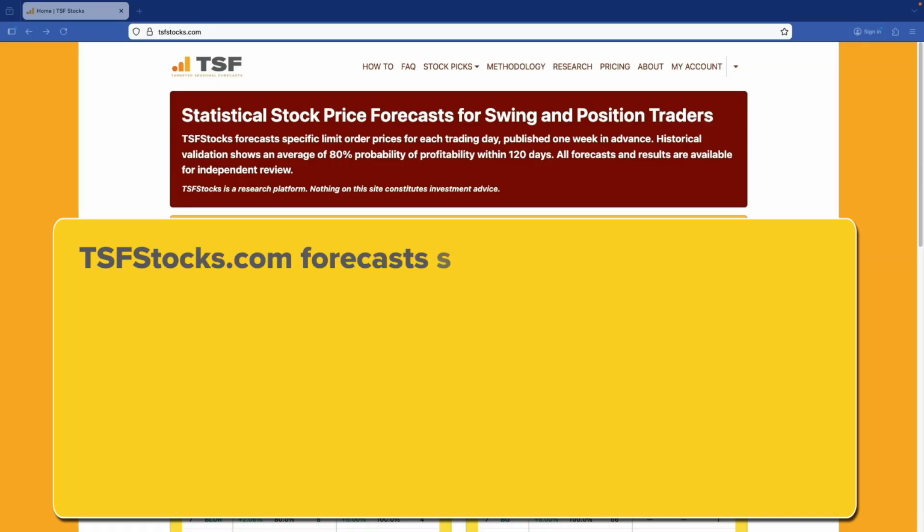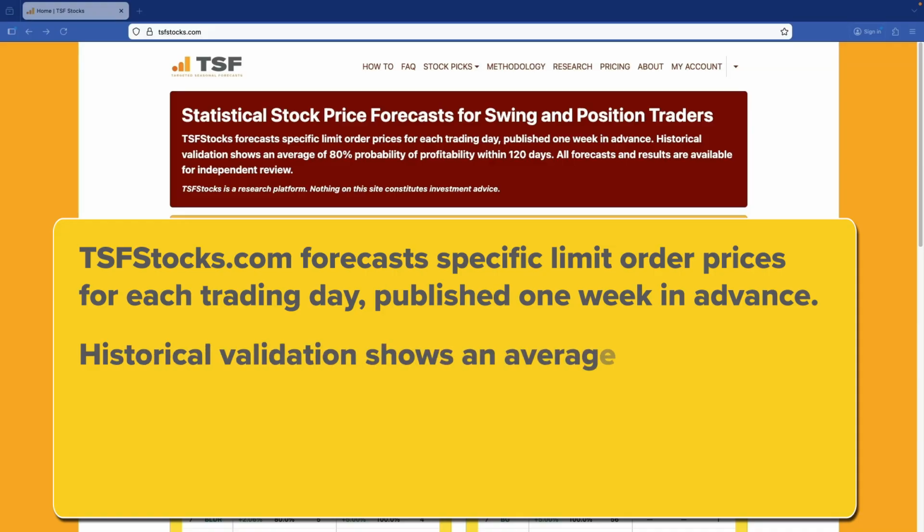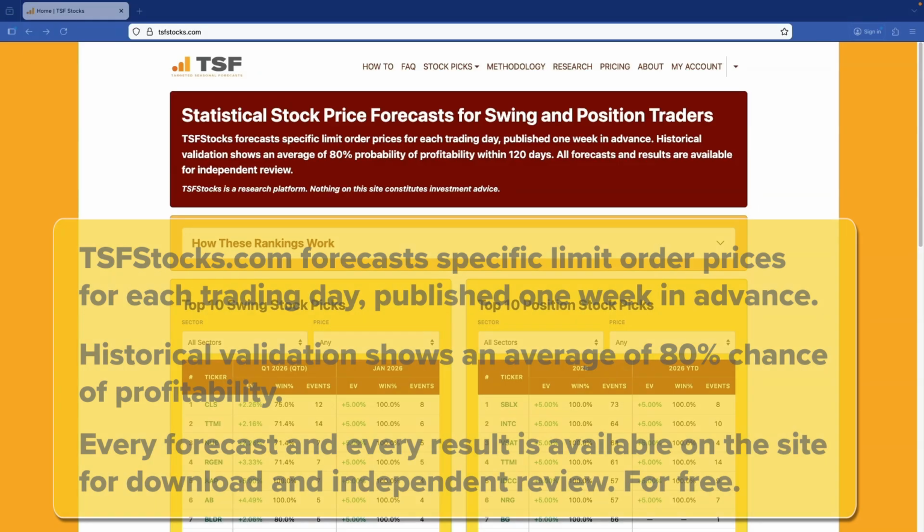TSFStocks creates forecasts of specific limit order prices for each trading day, published 1 week in advance. Historical validation shows an average of 80% probability of profitability, and all of that data, every forecast and every result, is right here on the site for you to review independently.